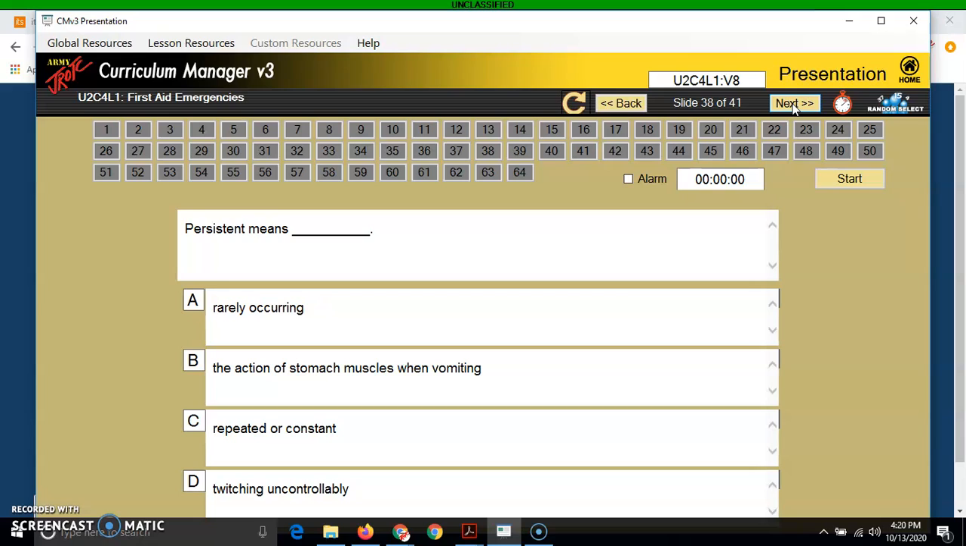Persistent means rarely occurring, the action of stomach muscles when vomiting, repeated or constant, or twitching uncontrollably. Persistent is repeated or constant. And when we say if they have persistent pain, that is an emergency situation.